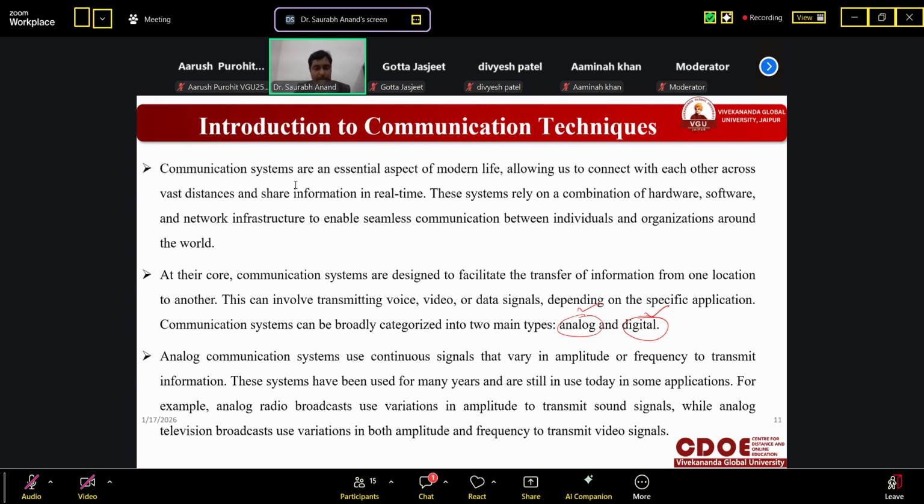Suppose it is 50 or 100 kilometers, then we cannot transmit the signal directly to the receiver side. So we will use a communication technique. What is that basic process? That is modulation. What is modulation? We will discuss it in a coming slide. Modulation is the process used for sending information over a longer distance. Before understanding modulation, we should know the parameters of any signal.